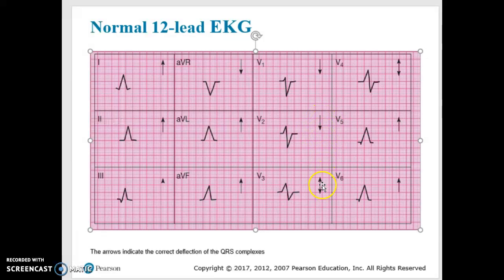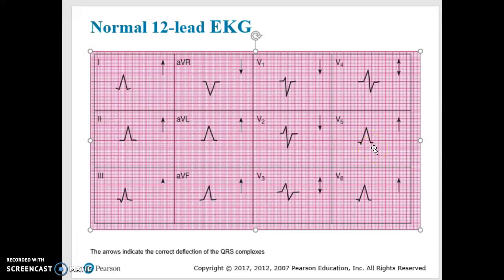Look at V3 and V4. V3 and V4 have an arrow going in both directions, one going up and one going down, positive, negative. Let's take a look here. We have part of this QRS that's a positive deflection and the other part that is a negative deflection. So this is called isoelectric. So you expect in V3 and V4 to have this isoelectric appearance. This is what is considered to be normal. And then in V5 and V6, we have a positive deflection of the QRS.